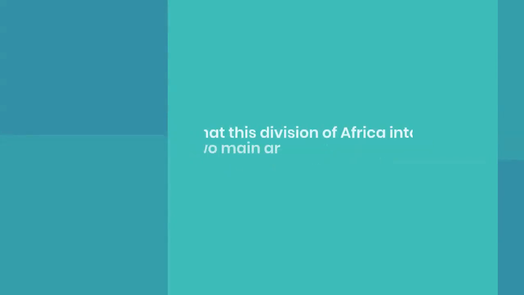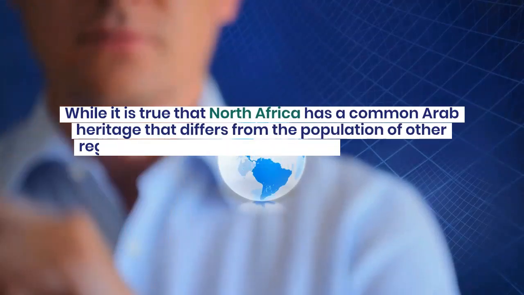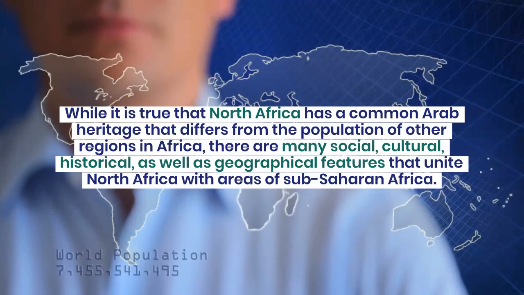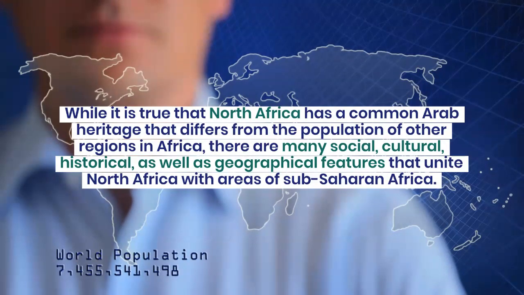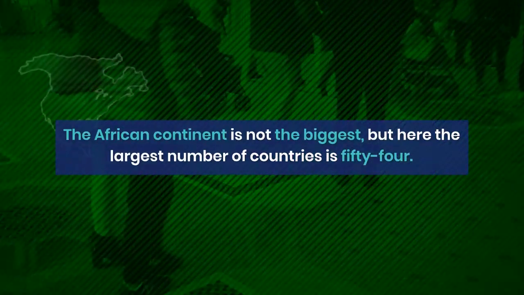Today, geographers, historians, and sociologists point out that this division of Africa into two main areas was based on outdated and dubious ideas. While it is true that North Africa has a common Arab heritage that differs from the population of other regions in Africa, there are many social, cultural, historical, as well as geographical features that unite North Africa with areas of sub-Saharan Africa.